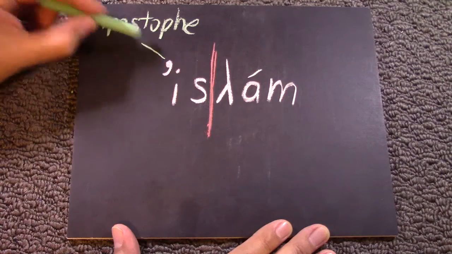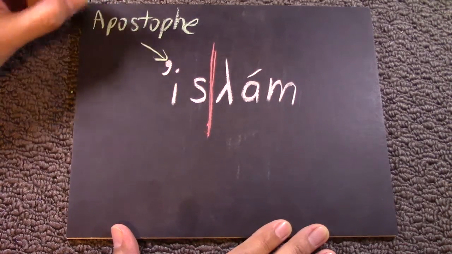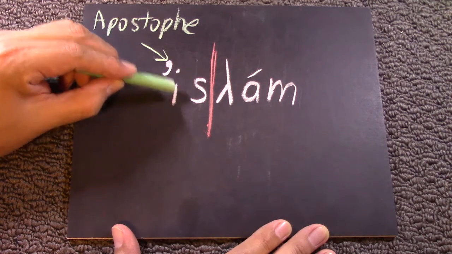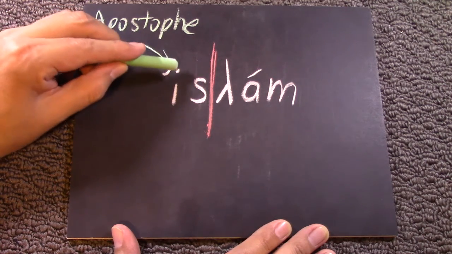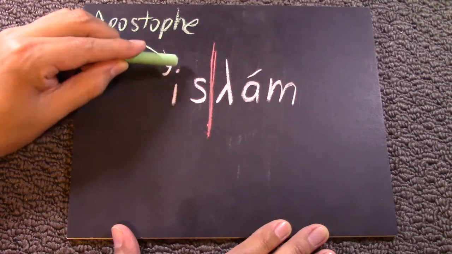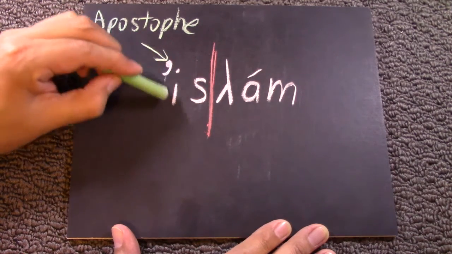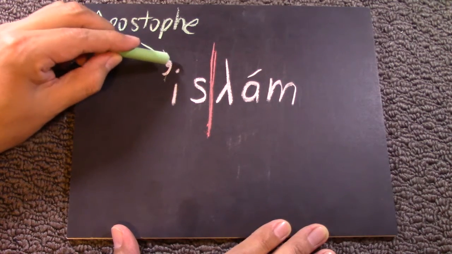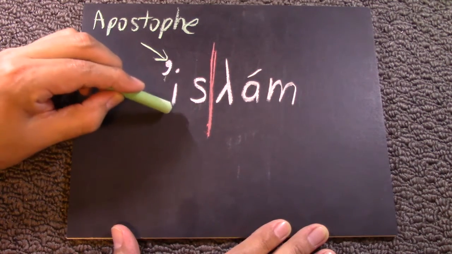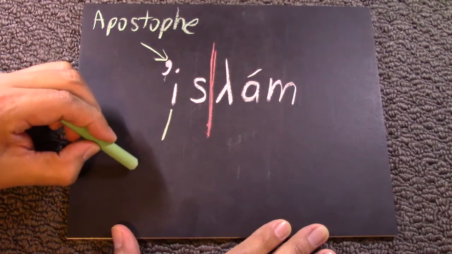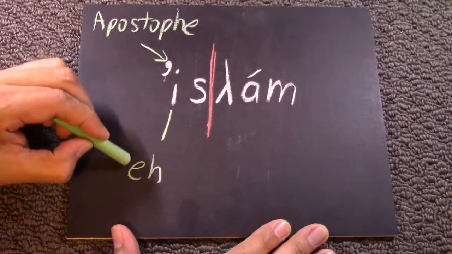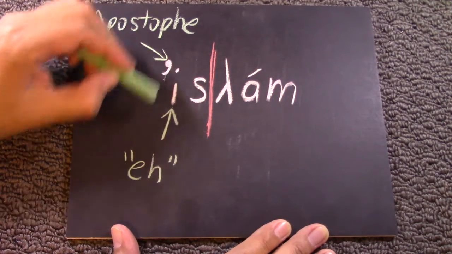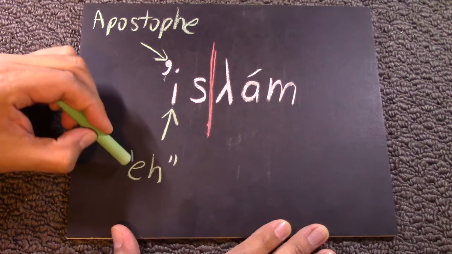So getting back to the first symbol, the apostrophe, anytime an I comes after an apostrophe, it's going to change its sound. Normally an I would sound like E, as in pizza. But since there's an apostrophe here, this tells us that it's going to change. So instead of making an E sound, it now sounds like A, like the month of May.